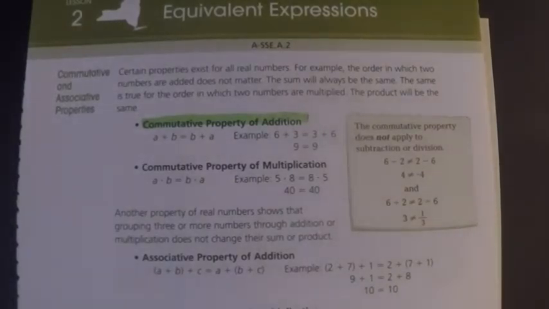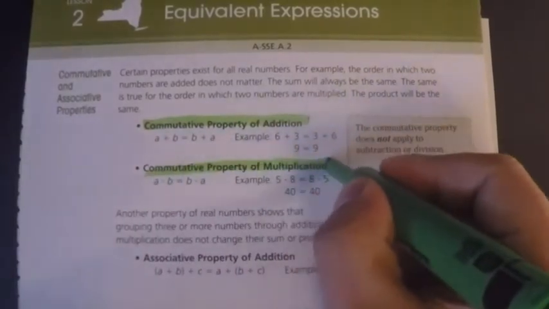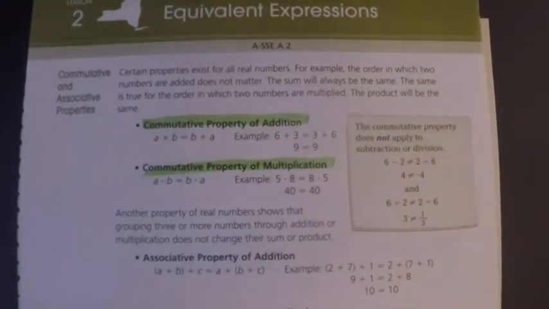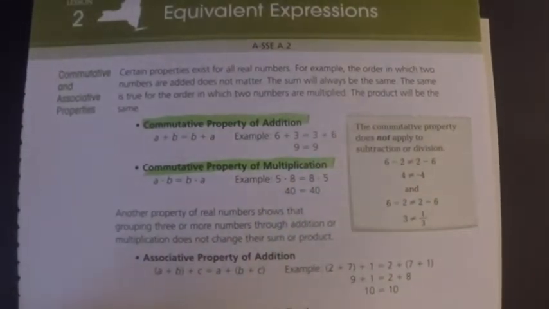When we look at multiplication, that holds as well. So the commutative property of multiplication says that a times b is the same as b times a, or for example 5 times 8 is the same as 8 times 5, because they both equal 40.